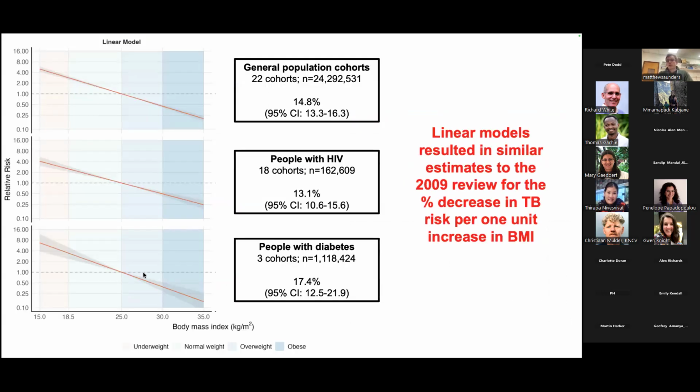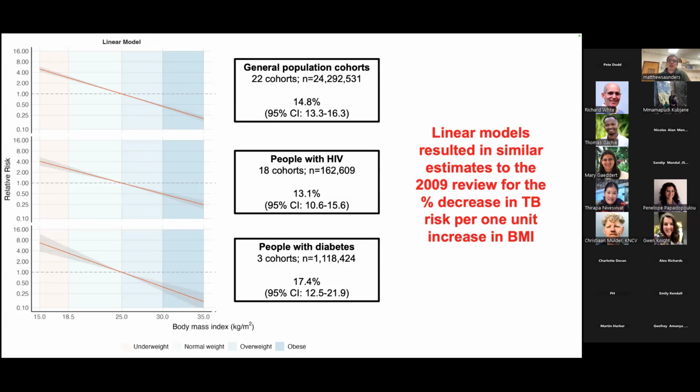And I'll go through this fairly high level. Essentially, here what you can see is relative risk of TB with reference to a BMI of 25, BMI on the x-axis, and I tried to just highlight the different categories with the shadings. And we stratified results by population groups. So we have the general population, people with HIV, and people with diabetes at the bottom.